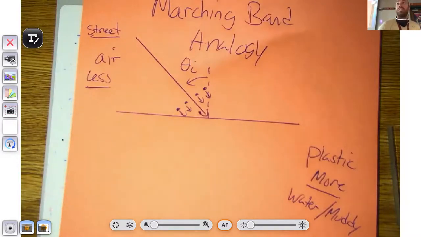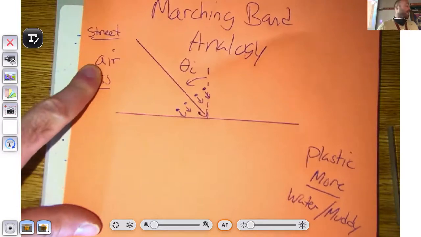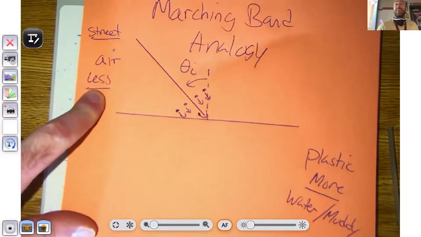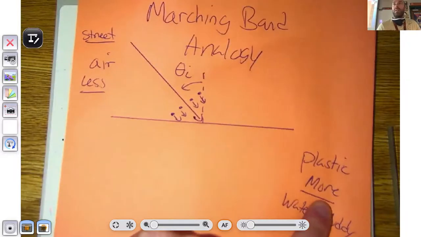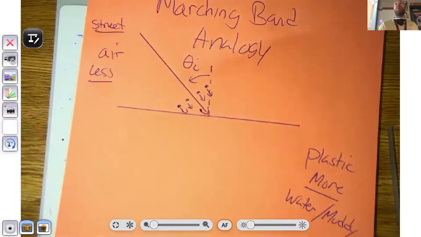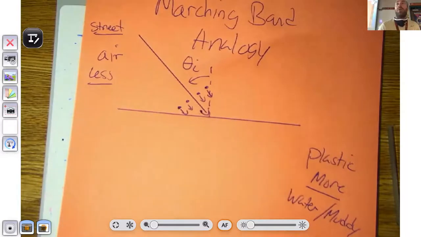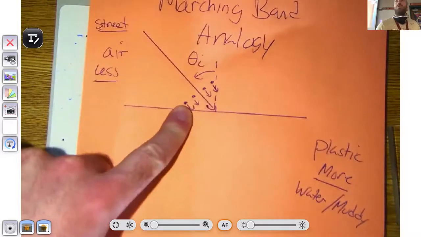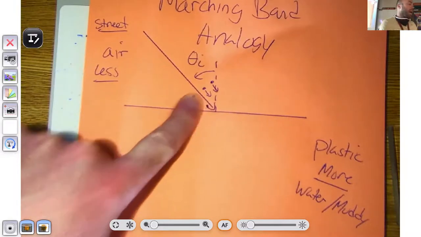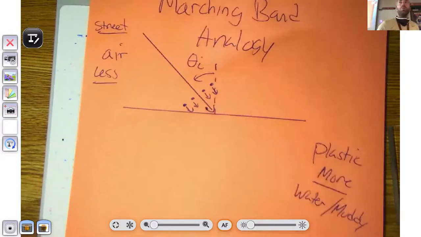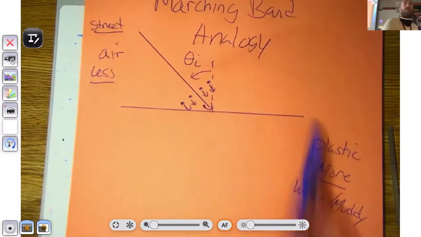Is it easy to march through standing water and mud? No, that'd be really hard, right? So what would happen to the speed at which you're marching? You slow down tremendously. That's the same thing that's happening to our light ray. If we're going from air, where we're in a less dense optical medium, and we're going into a more dense optical medium, it's like going from the street, which is super easy to walk on, versus trying to walk through water and mud and slush and just all that filth that the pond becomes after a hard rain. Okay. Now, if we're going back to this marching band analogy, there are four people in a row. Out of these four people, which one hits this boundary first?